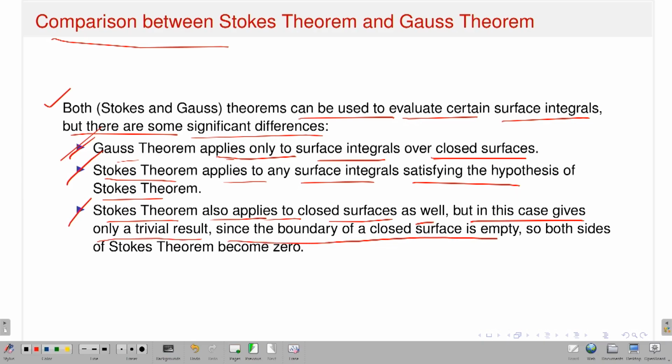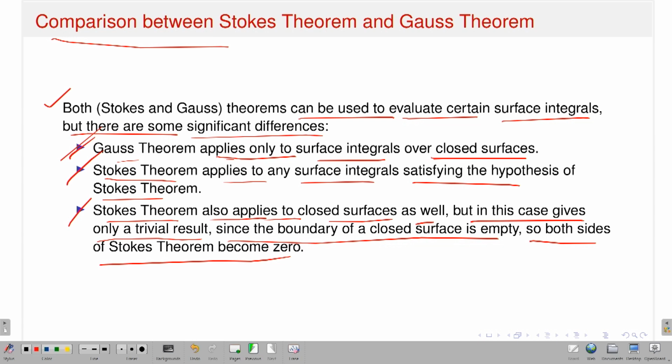Since the boundary of a closed surface is empty, both sides of Stokes theorem become 0. What is the Stokes theorem? Stokes theorem means what? You have an oriented surface, so it will have a boundary. Suppose the boundary is C. The oriented surface will imply some boundary orientation.